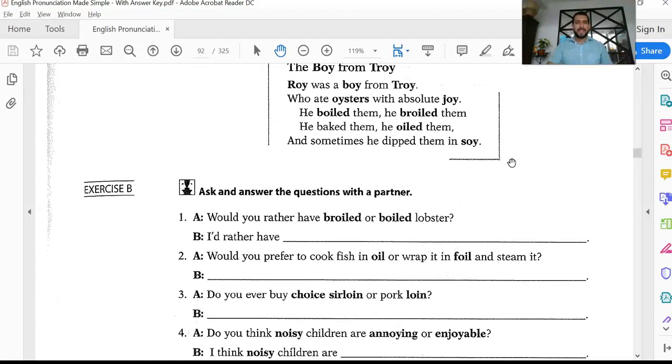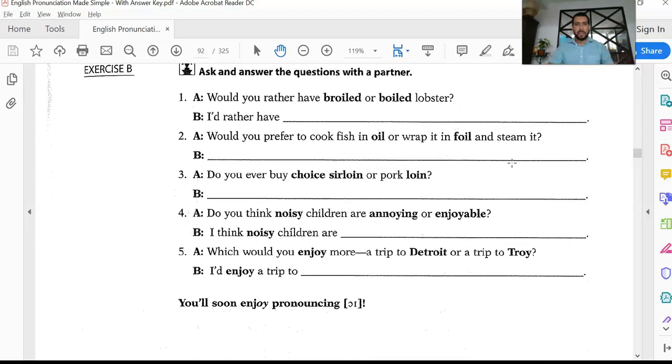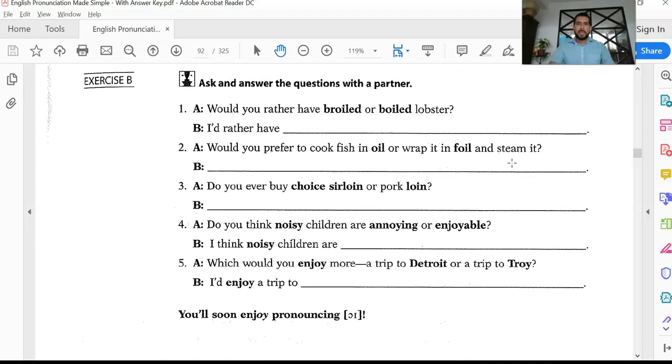That's it. Exercise B is an interactive exercise, which for now we're going to skip. But you might want to check out the meaning of some words here, such as sirloin and loin and all that, because I think it's enriching to always put more words into your vocabulary toolkit. You'll soon enjoy pronouncing oi.